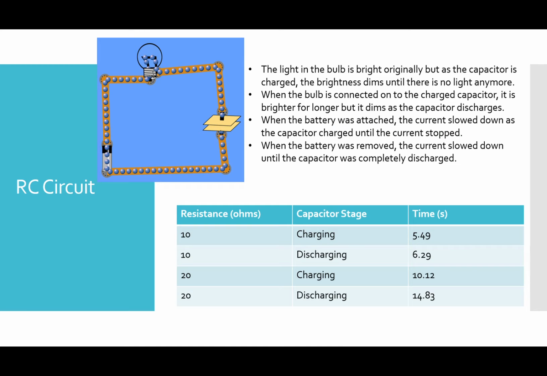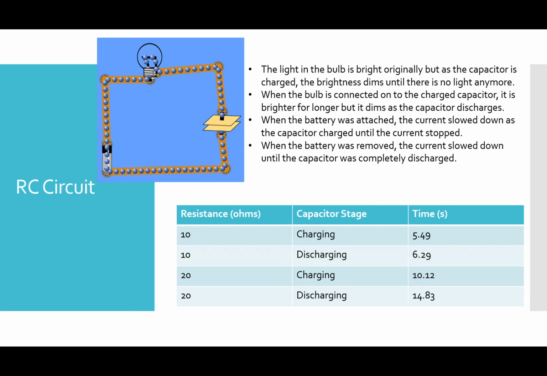Here is the diagram for the RC circuit portion of this lab. Here are my observations. The light in the bulb is bright originally, but as the capacitor is charged, the brightness dims until there is no more light.